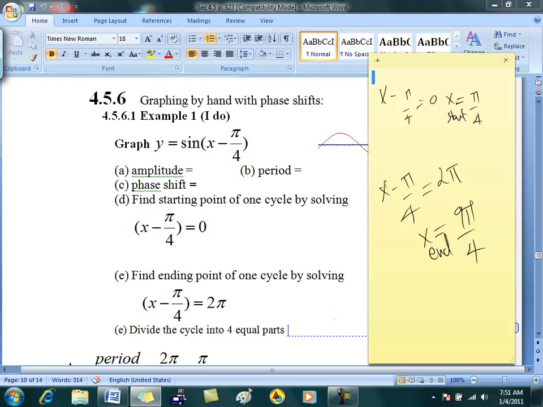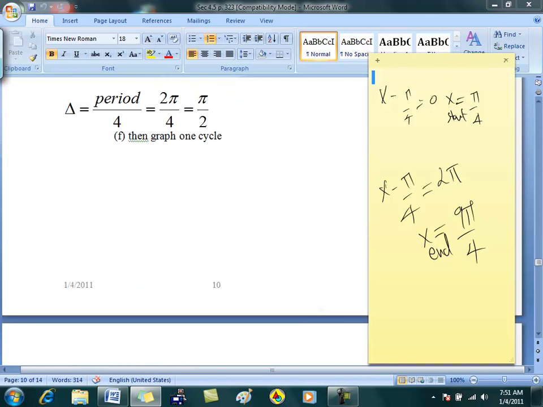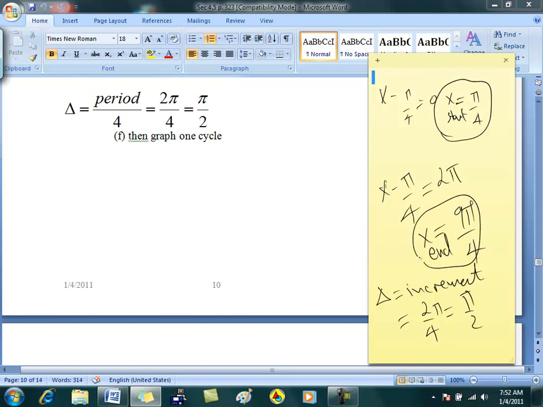Then the next thing you need to do is find the increment, which is called delta. So delta is your increment, and you're going to set it equal to the period over 4. What's the period of this graph that we are drawing? 2 pi over 4, and that gives you pi over 2. So these are the three quantities you need to know: start, end, and increment.